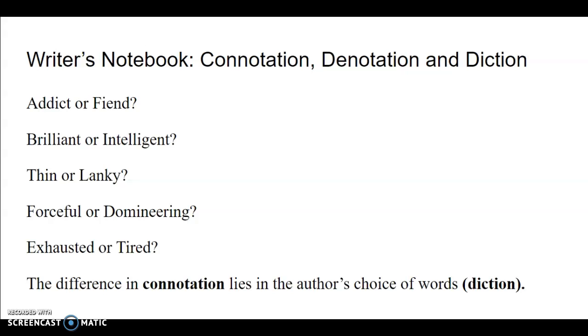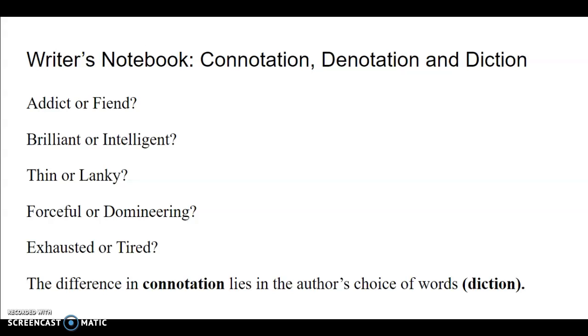All right, next one, brilliant or intelligent. Intelligent is the neutral word. Both brilliant and intelligent mean the same thing. They both have the same denotation, but brilliant has a much more positive connotative weight to it. So there's more emotional weight to brilliant. If somebody does something truly remarkable, somebody probably won't go, wow, that was intelligent. They'll more likely say, wow, that was brilliant.